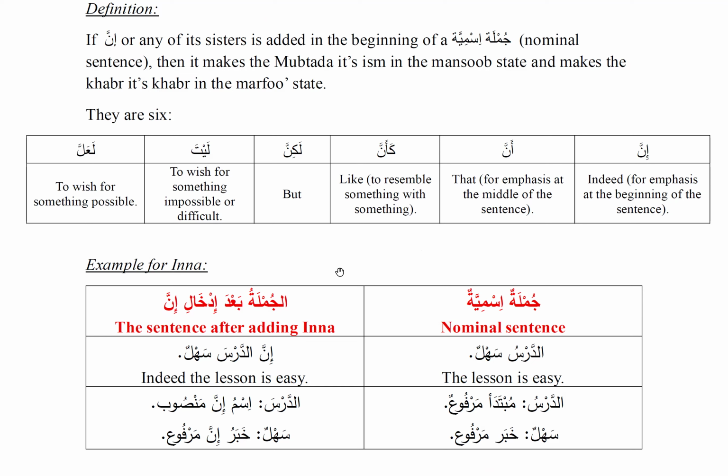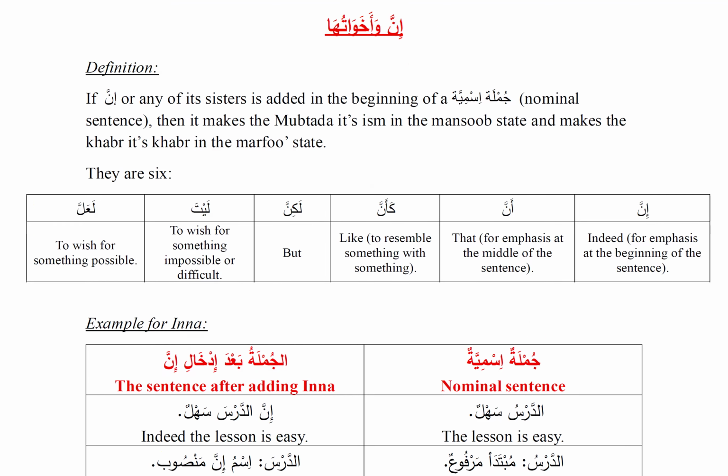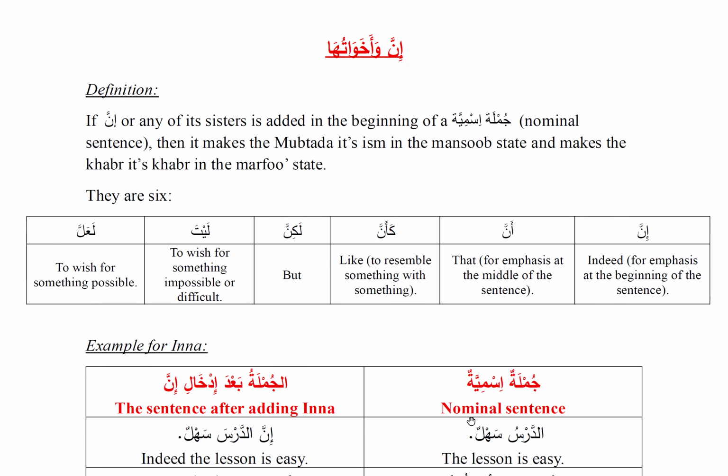Mansoob means the ending is fatha. As we can see, dhamma changes to fatha, and it makes the khabar its khabar. The khabar, which was the khabar of the jumla ismiya, becomes the khabar of inna, and that will be in the marfu' state, and it's already in the marfu', so it does not change. That's the general definition of inna and its sisters.